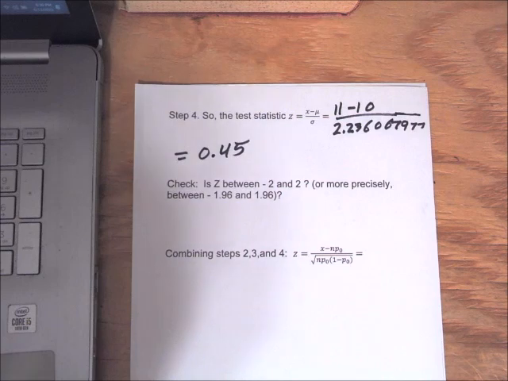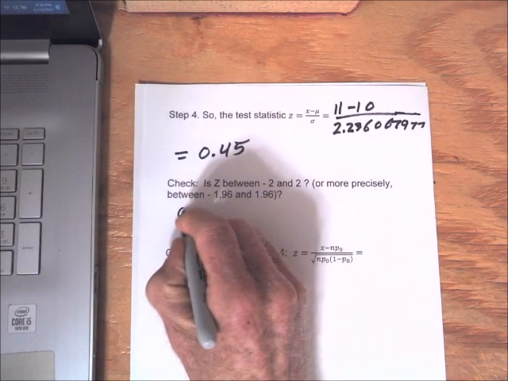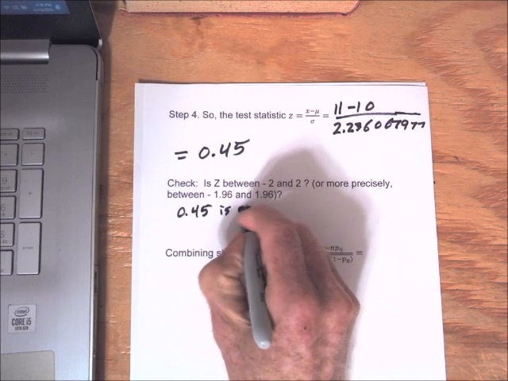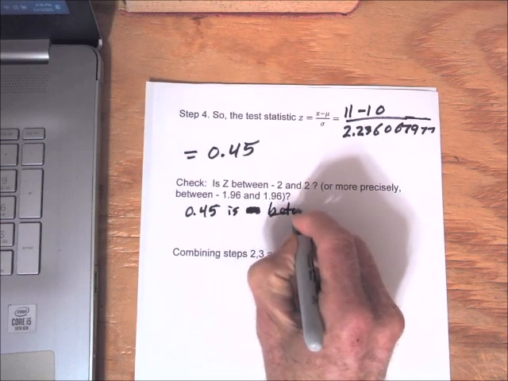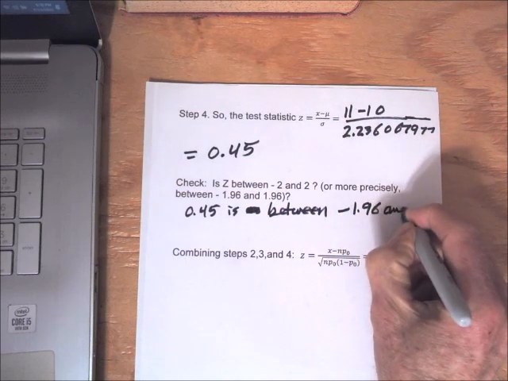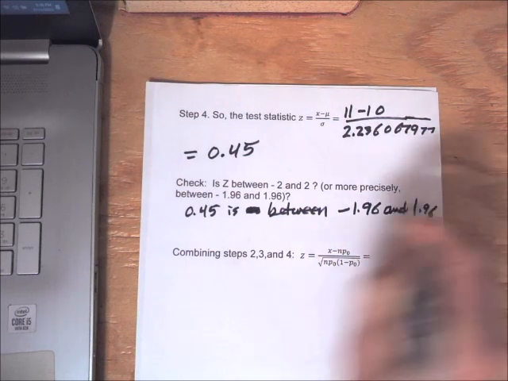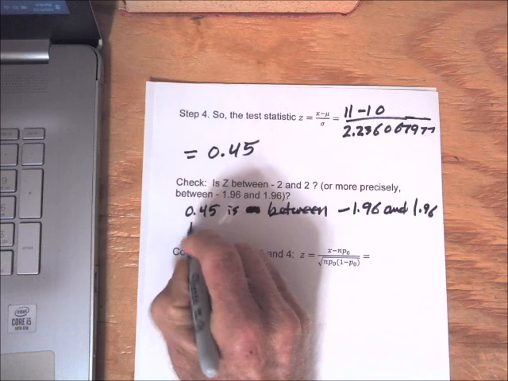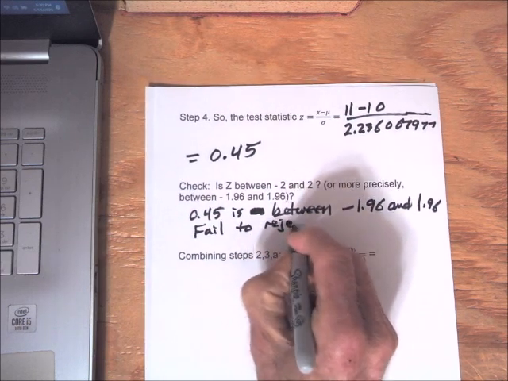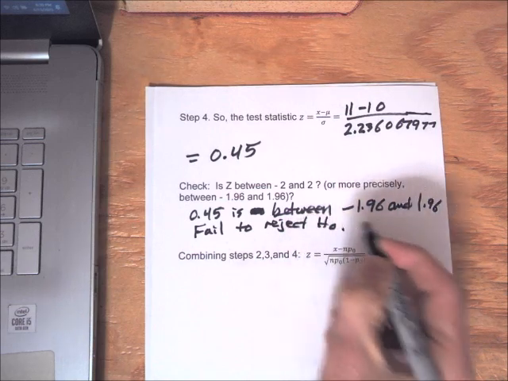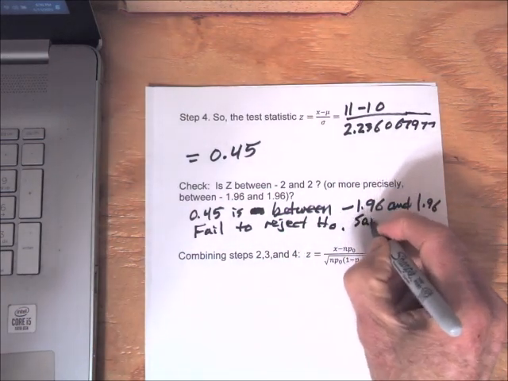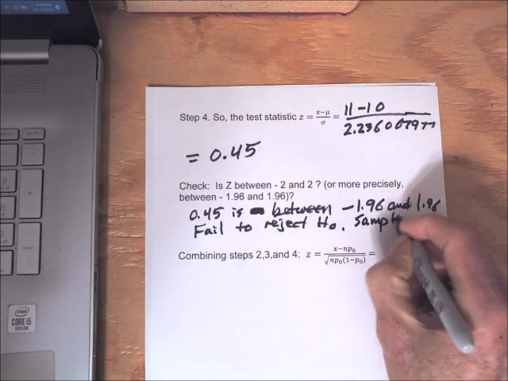So 0.45 is between -1.96 and positive 1.96. So we fail to reject H naught. The sample does not provide enough evidence to say that the coin is unevenly weighted.